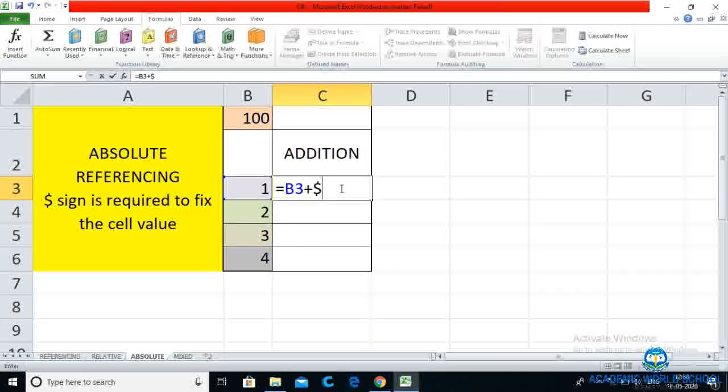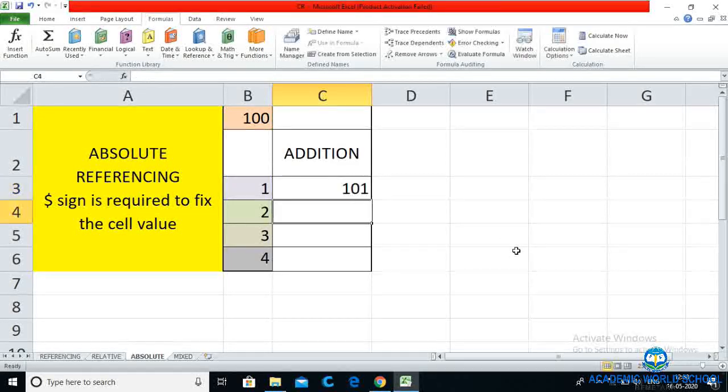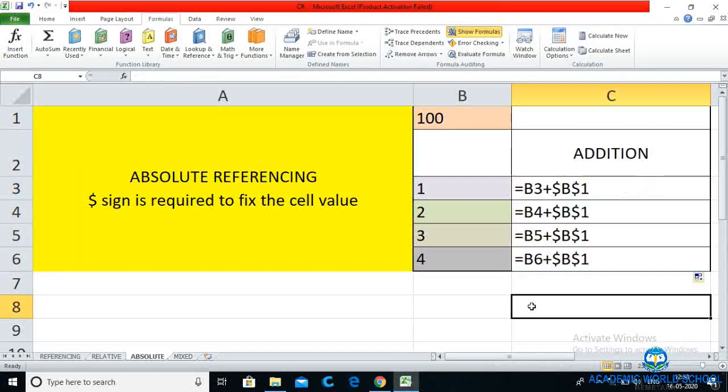You need to give a dollar sign in front of the column name. B is a column, so in front of the column name you need to give a dollar sign, and again a dollar sign in front of the row name. This row. Look, it has taken 100, and simply click enter. 101. Now let's see. Will the answer come? Yes. Look.